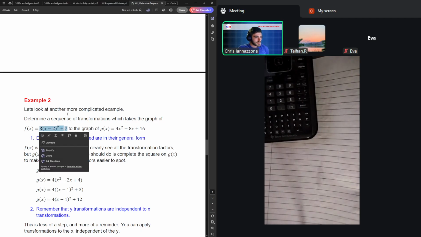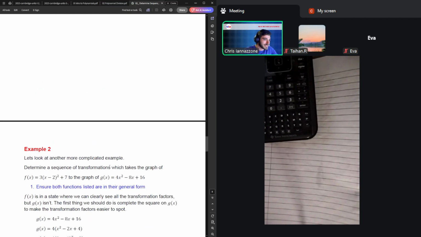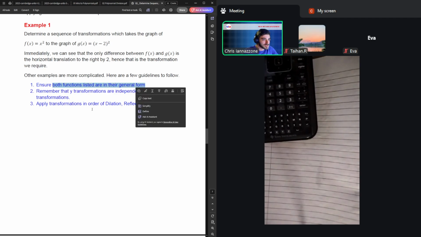Typically, you're going to default to whatever form makes it easiest to see the transformations, which is going to be the completed square form. So we're going to take this nasty looking g of x, complete the square on it, and now we can easily compare where we're starting and where we're going. That's the first guideline. In fact, that could be a step. You pretty much have to do that every single time.